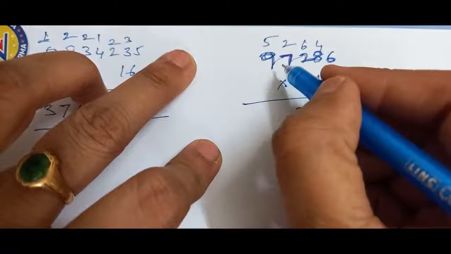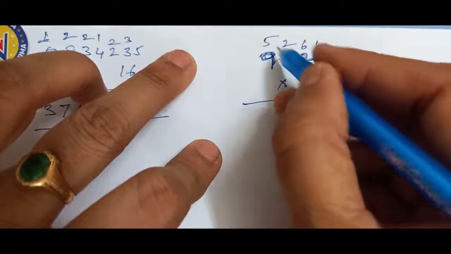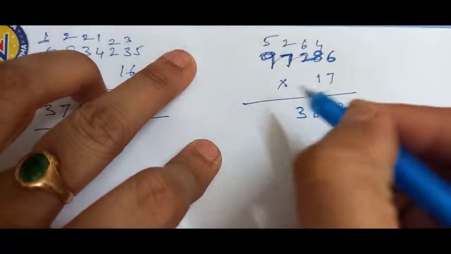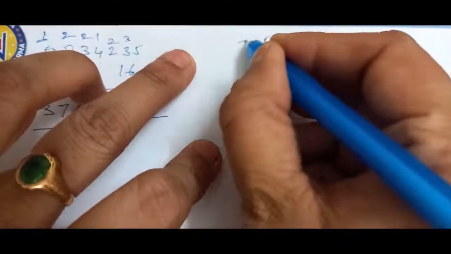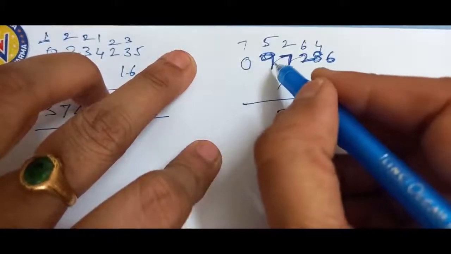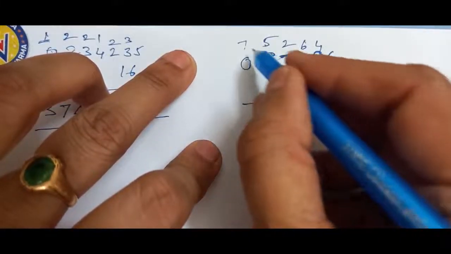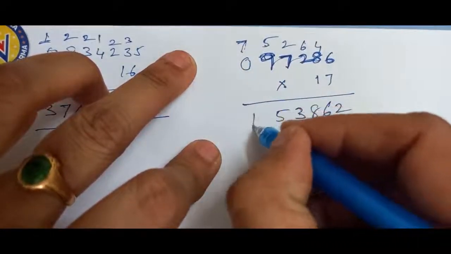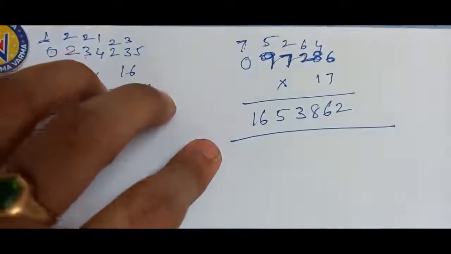7 9 is 63 plus 7 is 70, plus this carry number 5. So 75. Write 5 here and 7 carry over here. So assume 0 here, 7 0 is 0 plus 9, so 9, plus this carry number 7. So 9 plus 7 is equal to 16. So the answer is 1653862.